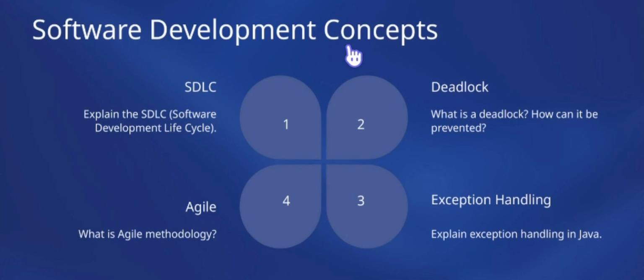Let me tell you about some key software development concepts you should know for TCS interviews. First, SDLC, Software Development Lifecycle. It's the step-by-step process to build software, starting from requirement gathering, design, coding, testing, deployment, and maintenance. Then there's Agile and Waterfall, two popular development models. Waterfall is linear and sequential, while Agile is flexible and iterative, allowing constant feedback.